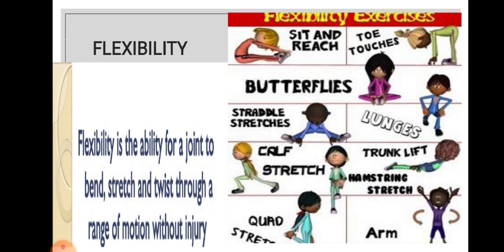When we speak about flexibility, it is the ability for a joint to bend, stretch, and twist through a range of motion without injury. So when you were in grade 7, 8, and 9, or even in your elementary days, you were able to perform some of these activities like sit and reach, standing long jump, and then the lunges, the trunk lift. Okay, so here are some of the examples.